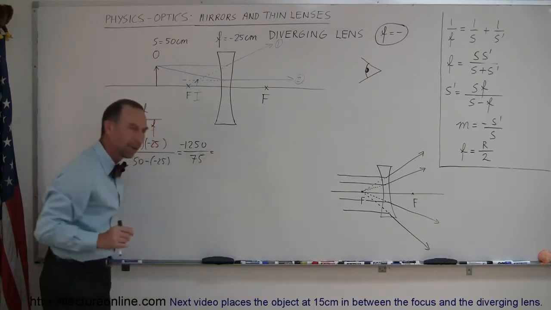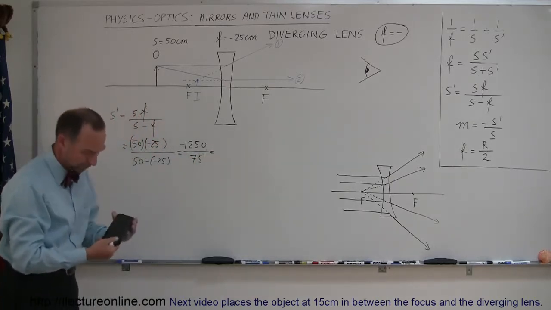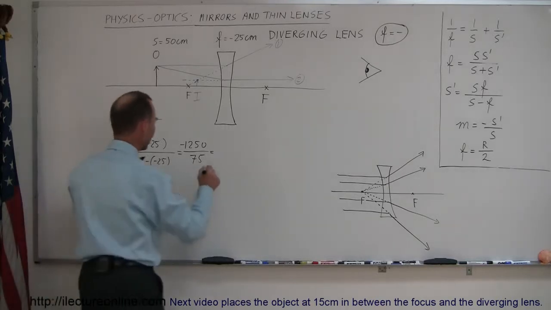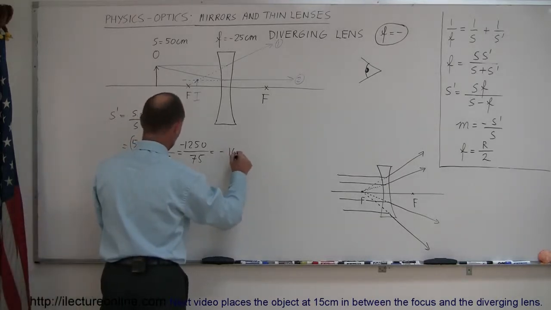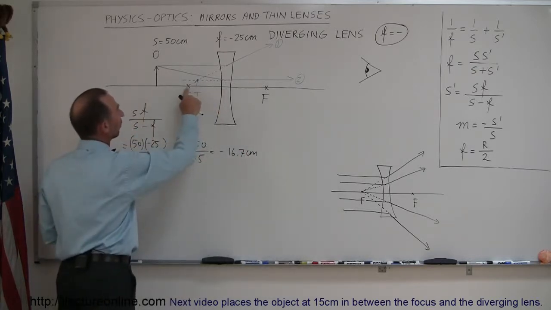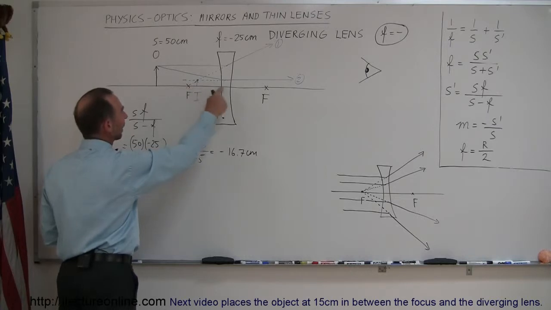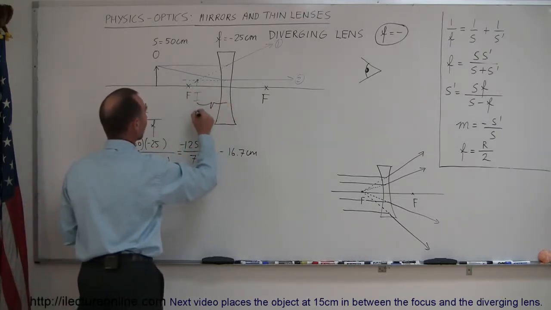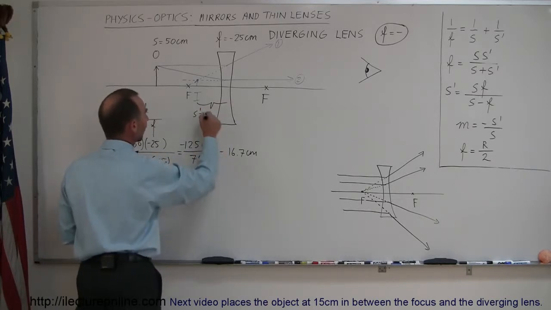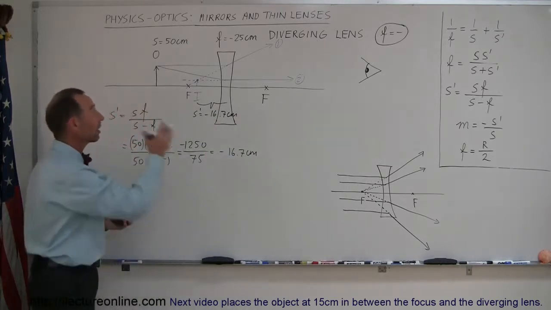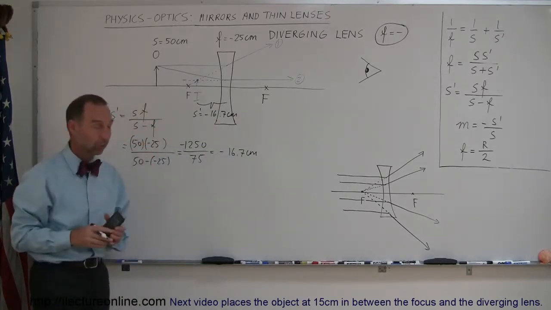And, let me grab my calculator, what is that equal to? So we have 1,250 divided by 75. And yes, indeed, that would be a minus 16.7 centimeters. And so you can see here, if the focal point is 25 centimeters away from the lens, you can see that the image is about that distance. And so we found S prime, which of course is going to be a negative 16.7 centimeters. Negative, of course, means that it's in front of the lens, and therefore that makes that a virtual image.